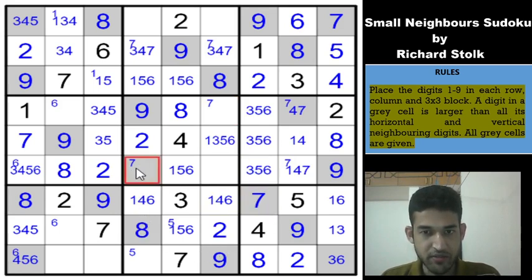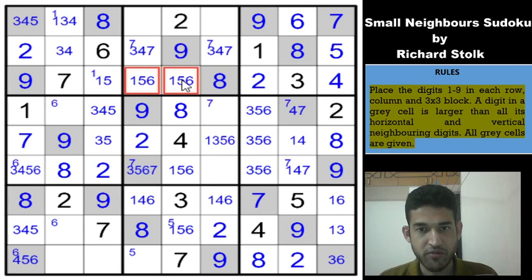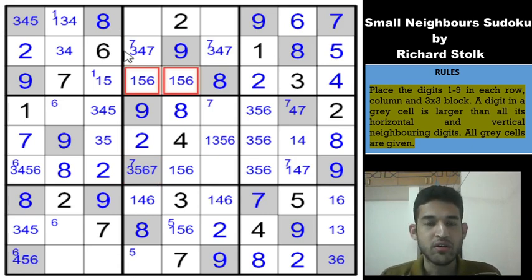This cell we haven't yet visited. 2, 4, 8 and 9. So this would be minimum 3, right? 3, 5, 6 and 7. So let me write the possibilities there. So this would be 3, 5, 6 and 7. So 6 is in one of these cells. These two cells must be 1, 3, 4, 5. Okay.